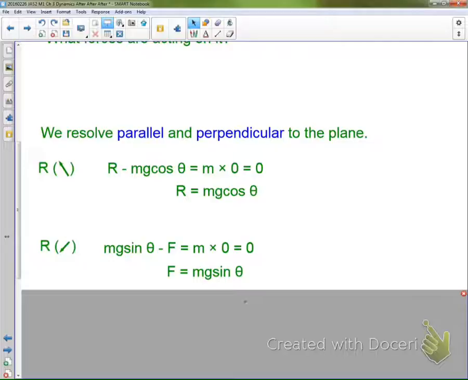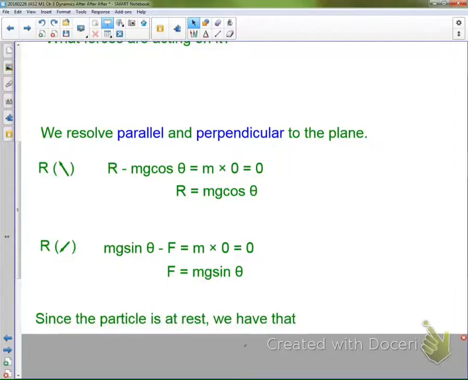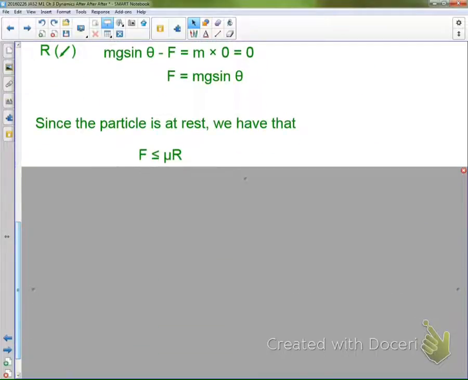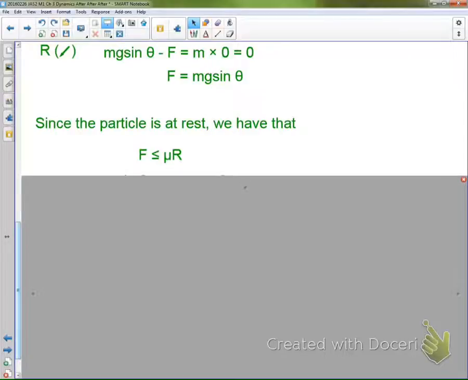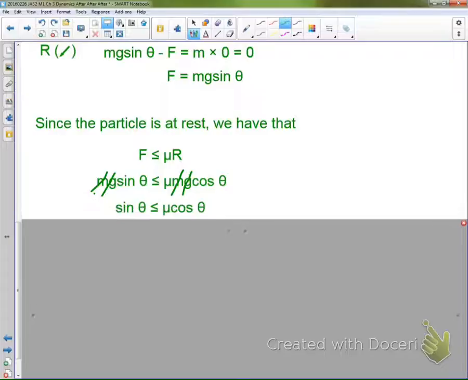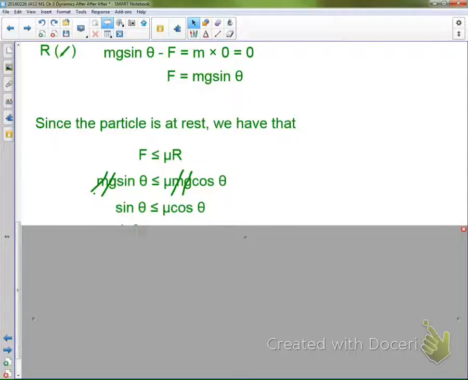So then if we take these two results, we plug them into our relation between friction and the reaction force, we have F is less than or equal to mu R, because we know the particle is at rest. So substituting in our equations, we have mg sin theta is less than or equal to mu mg cos theta. Since we've got m and g in both of our terms, we can cancel them, dividing through by m and g, and that leaves us with sin theta is less than or equal to mu cos theta.